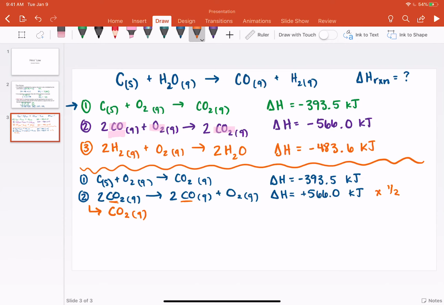then we're going to get CO2 gas yields CO gas plus 1/2 O2 gas. And because we also had to multiply it by 1/2, that means we have to multiply our delta H value by 1/2, and that's going to be positive 283.0 kilojoules. Remember that we changed the original from negative to positive when we flipped the equation.